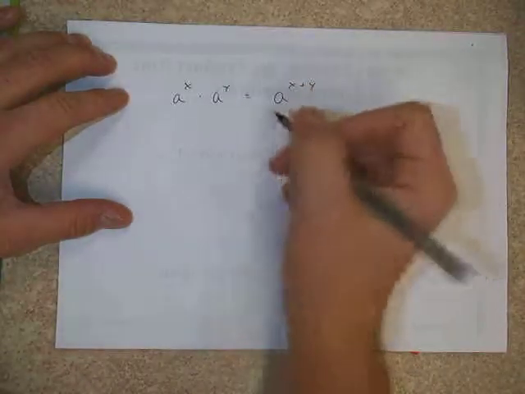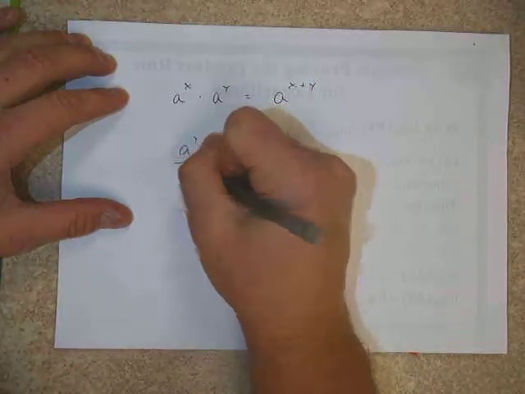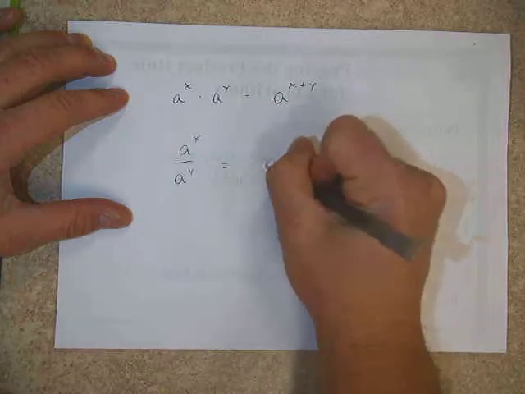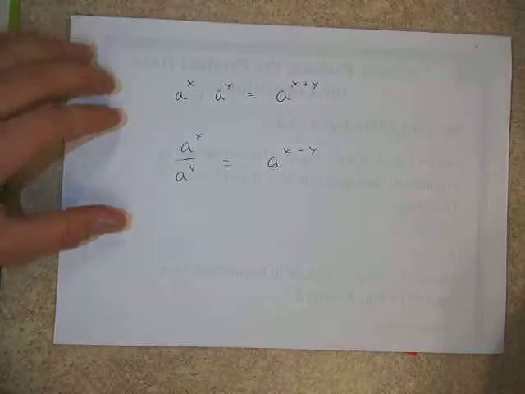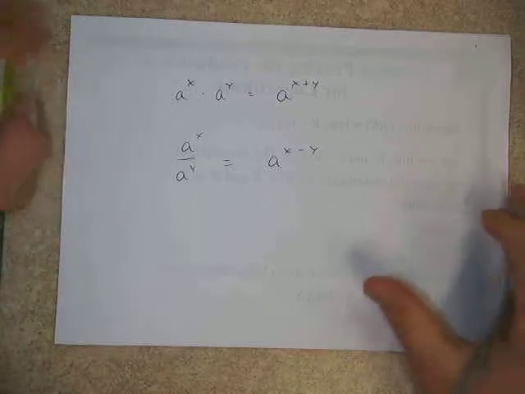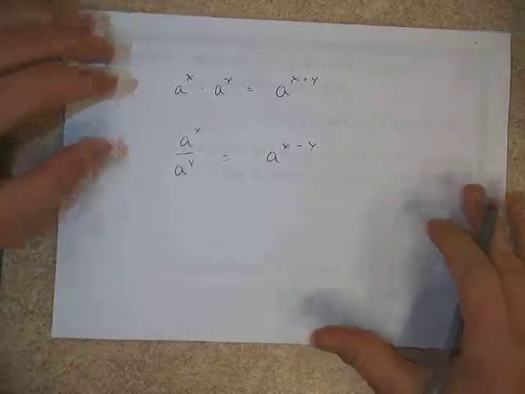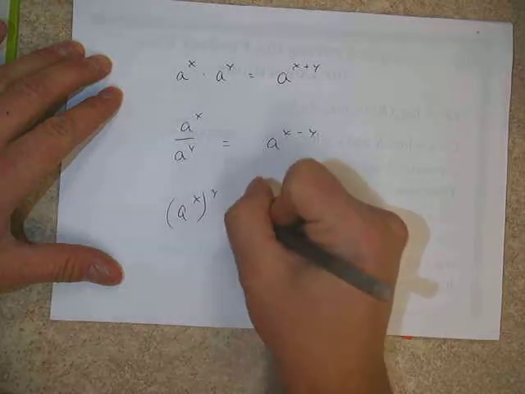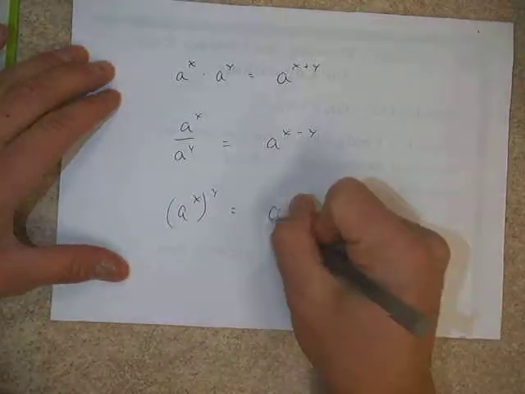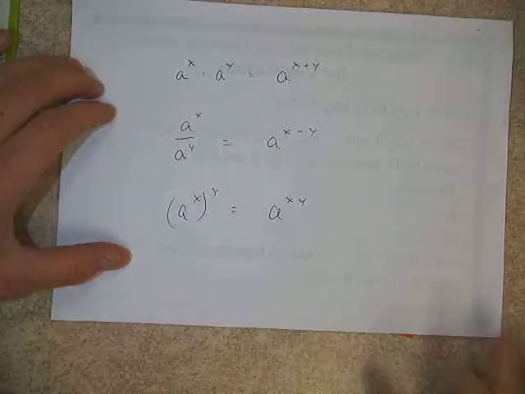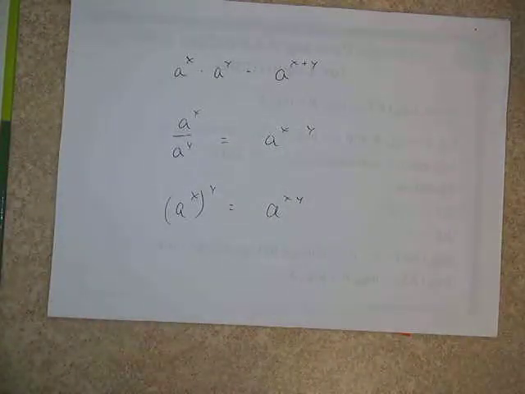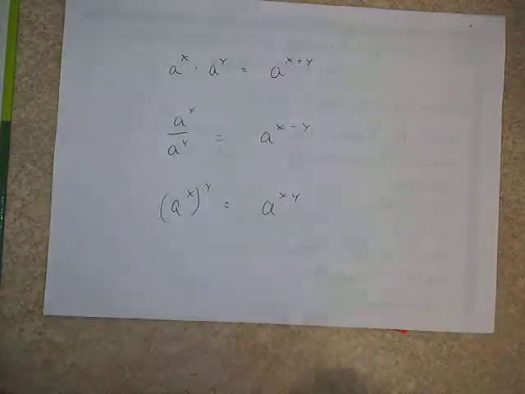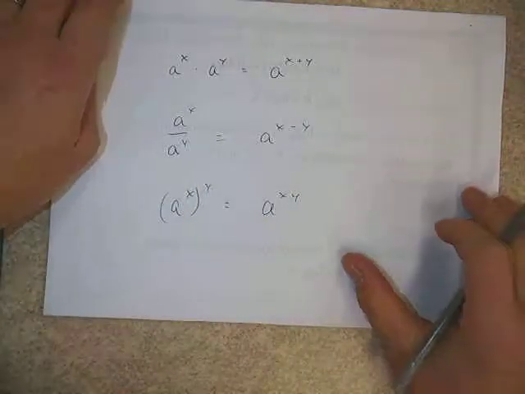Okay. We also know that if we were to divide two things with the same base, we would subtract the powers. Those are two of our rules for exponents that we've been working with since we learned that in algebra. Another property we learned: if we have a to the x raised to the y, a power to a power, that's when we multiply the powers. So those are three rules that we have used for quite some time now.